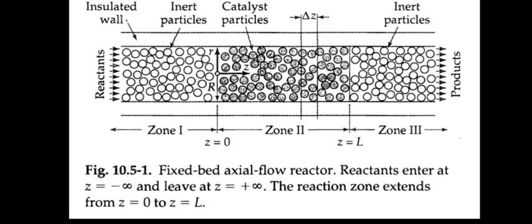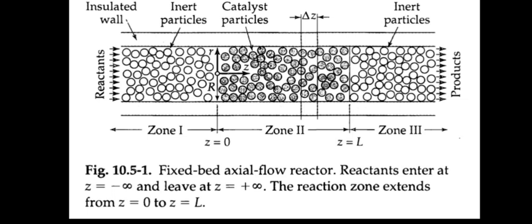Now, Zone 3, the exit zone, similar to Zone 1. This section is packed with non-catalytic or inert spheres and extends from Z equals L to Z approaching positive infinity. Again, no significant heat generation or consumption from the primary reaction is expected here. This zone might serve to cool down the product stream or to ensure a more uniform temperature profile at the reactor outlet. It's vital to understand the spatial arrangement of these zones.